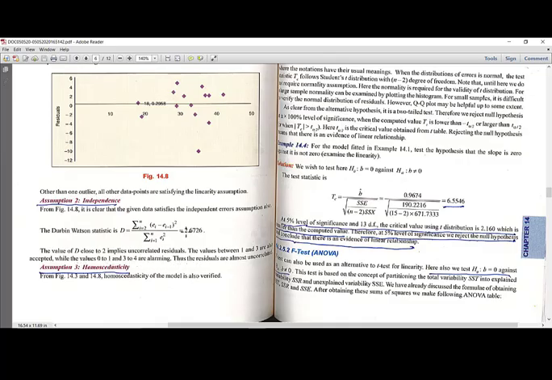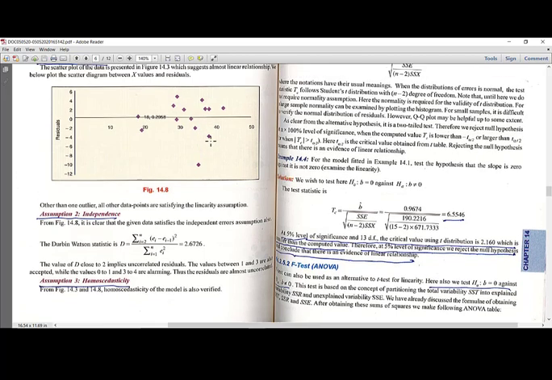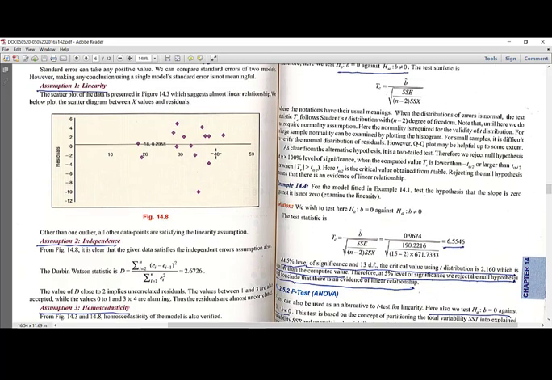Here we have got the Durbin-Watson statistic value as 2.6726. It is closer to 2. Thus the residuals are almost uncorrelated. This is what we actually want. Then homoscedasticity. From this figure and from the previous figure 14.3, we can observe that the homoscedasticity of the model is good and it is verified.